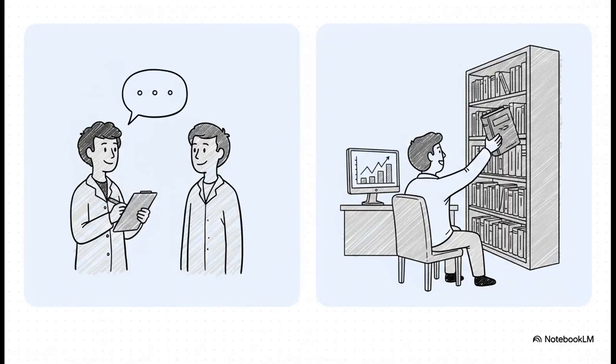And here's the core difference, laid out plain and simple. Primary data is firsthand. You collected it directly. Secondary data, on the other hand, is secondhand. You're using information that somebody else already put together. Let's dig into each of these a little more.